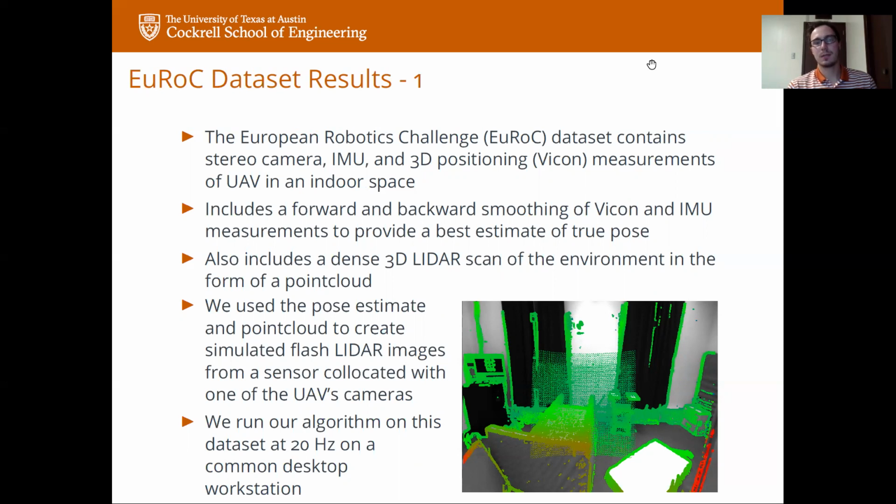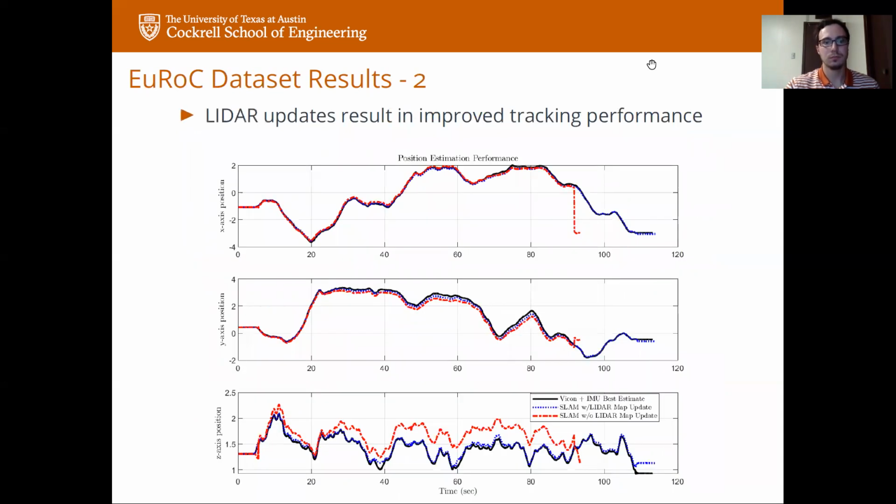We can use these estimates of truth to create simulated flash LiDAR images, which are co-located with one of the cameras in the dataset. Then we run our algorithm on this dataset at 20 Hertz on a Dell Optiflex workstation. With our LiDAR updates, we see greatly improved tracking performance. Note the blue position history with LiDAR agrees much better with the black truth than the red trace without LiDAR.